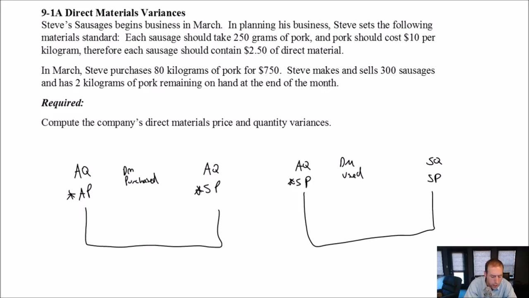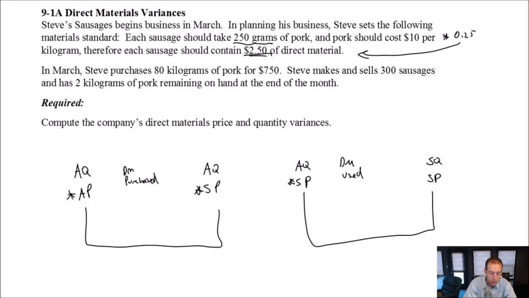So the question reads, Steve's Sausages begins business in March. In planning his business, Steve sets out the following materials standards. Each sausage should take 250 grams of pork, and pork should cost $10 per kilogram. And for the non-metric crowd, 250 grams is 0.25 kilograms. So if pork costs $10 a kilogram, and each sausage has 250 grams of pork, 10 times 0.25 tells us that each sausage contains $2.50 of pork, like direct material going into our sausage.